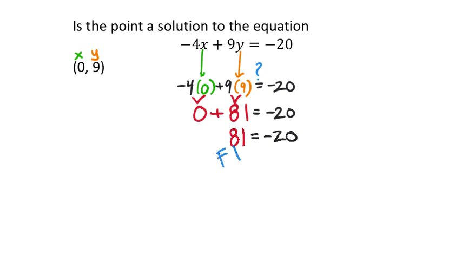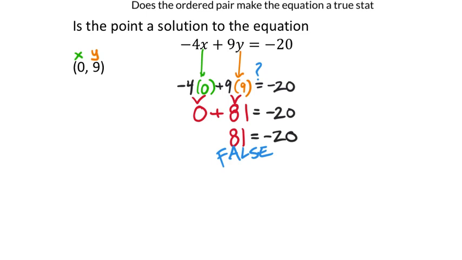So, the original question: is the point a solution to the equation? There's another way to word that. It's asking, does the ordered pair make the equation a true statement? And right now, since we got false right there, the answer is no on that one.